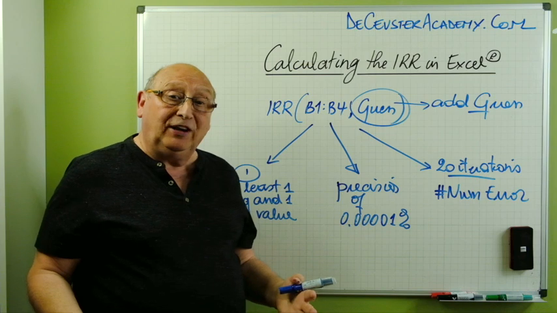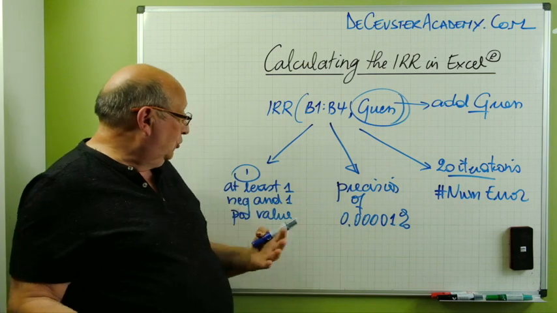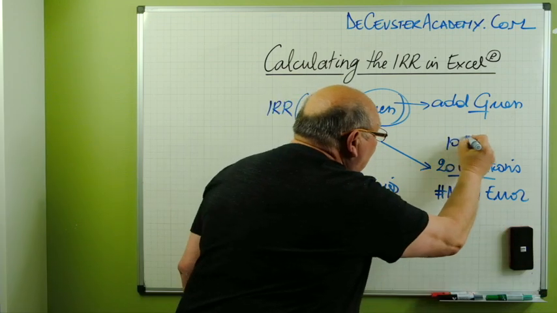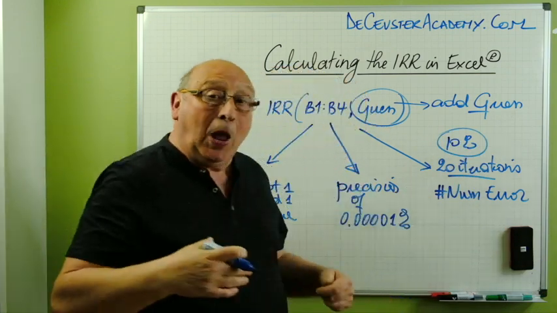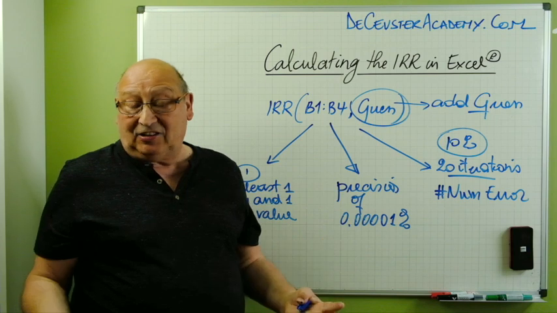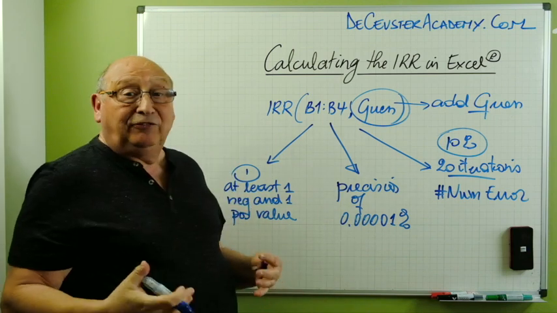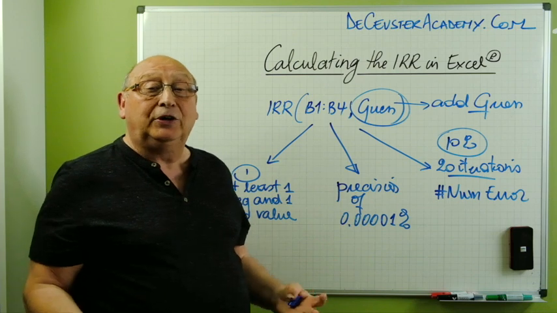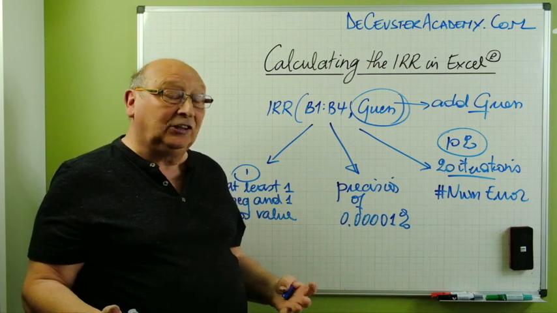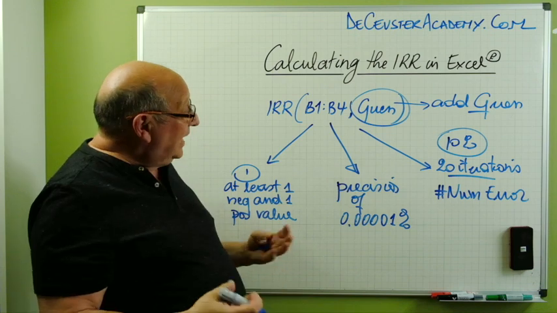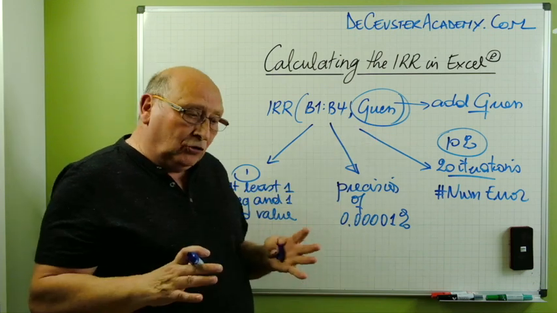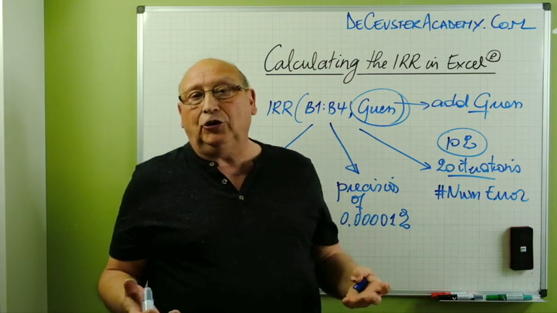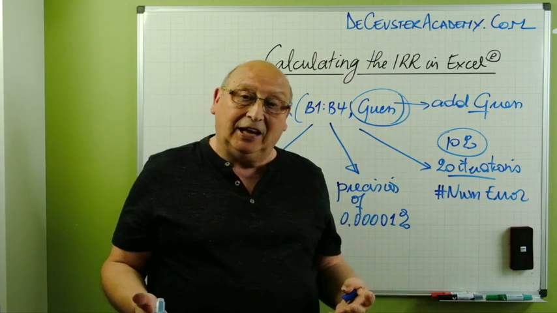When we're far away from the 10% where the iterations start, so that 10% is the first estimate made by Excel, when we're too far away from that 10%, Excel may run out of the number of predefined iterations and will stop. And then we have to add a guess. So that's the principle of how we deal with the calculation of the internal rate of return in Excel.